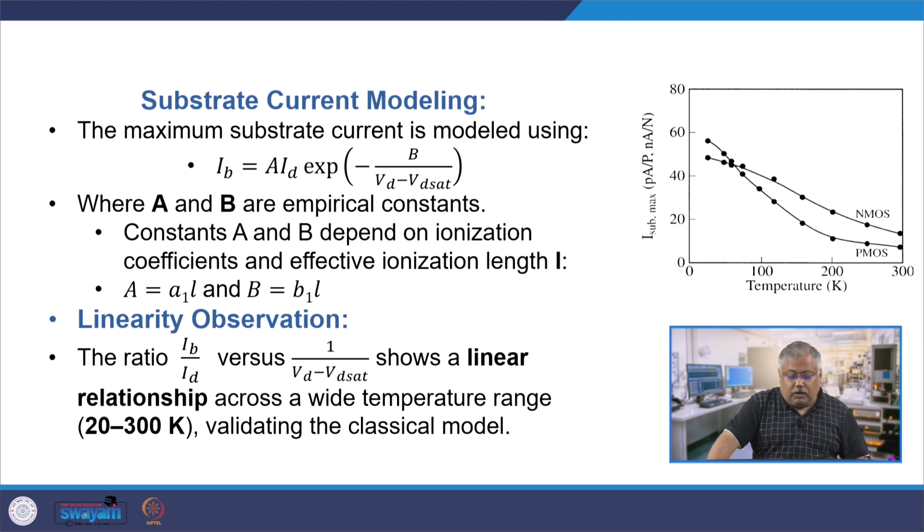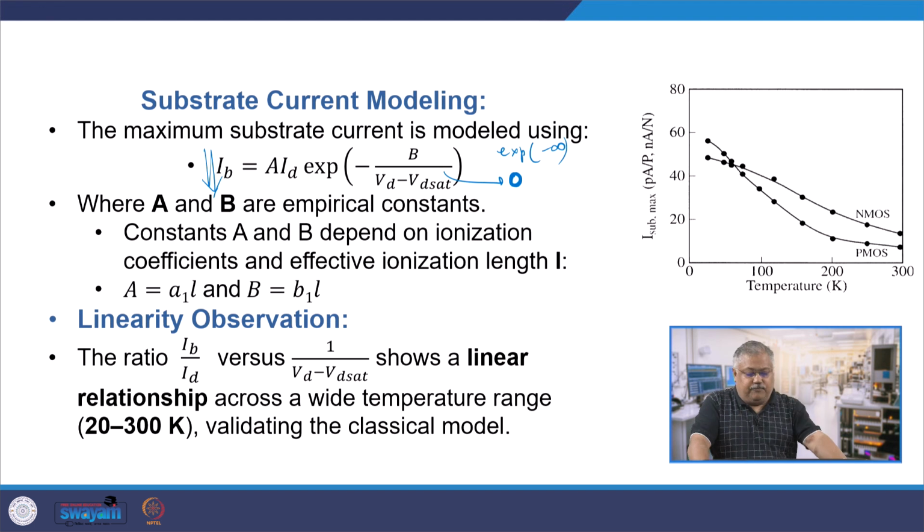Now let us look one by one. If Vd equals Vd sat, then the denominator becomes 0, and this becomes exponentially negative infinity, which means that I_sub will almost go to 0, and that is true also, right. So when you have your Vd and Vd sat very close to each other, you will have this problem of lowering of the substrate current.